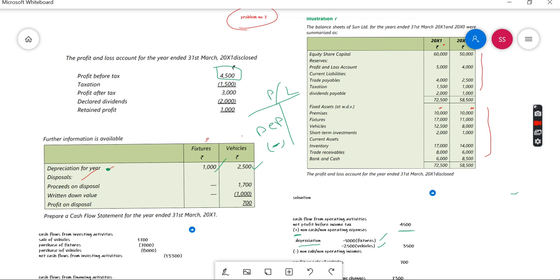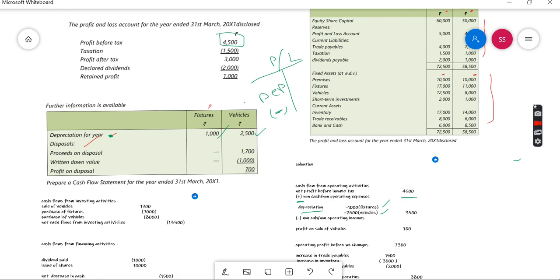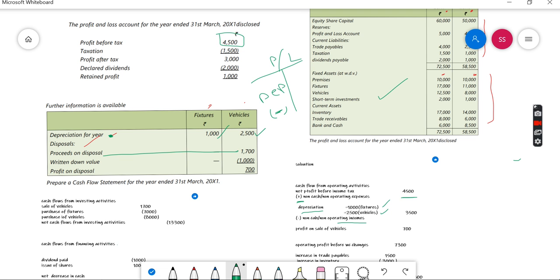Then afterwards we need to deduct the net non-cash and non-operating incomes. We need to add the non-cash and non-operating expenses, and we need to deduct the non-cash and non-operating incomes. So we have already added the non-cash and non-operating expenses. Now let's see the non-cash and non-operating income. Here, if you observe, there is no such thing in this. So leave that. So let's come to here. Proceeds on disposal 1700, right? And then book value is 1000. Profit on disposal is 700.